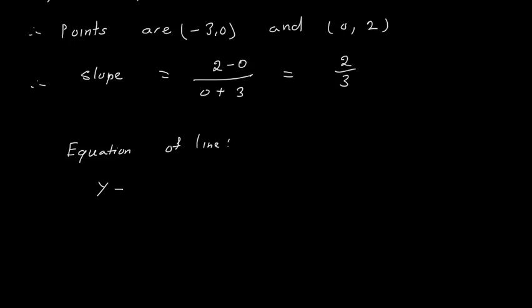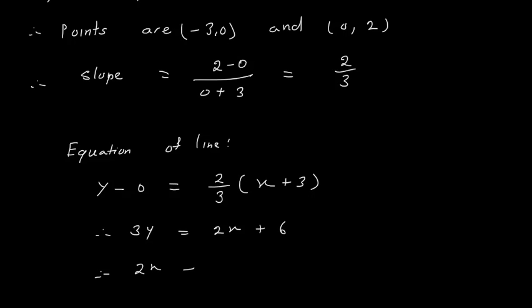So y1 I will say is 0, equals m, that is 2 divided by 3 into x minus x1. So minus minus will become plus. Therefore it will become 3y is equals to 2x plus 2 threes is 6. So therefore this is 2x minus 3y plus 6 equal to 0. This is the equation of the line: 2x minus 3y plus 6 is equals to 0.